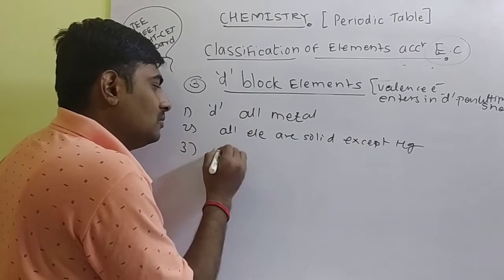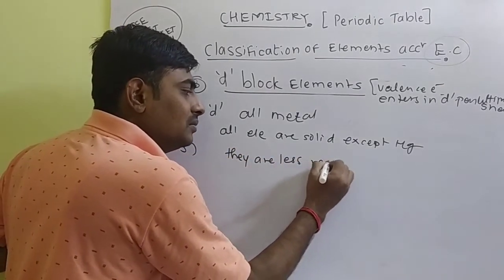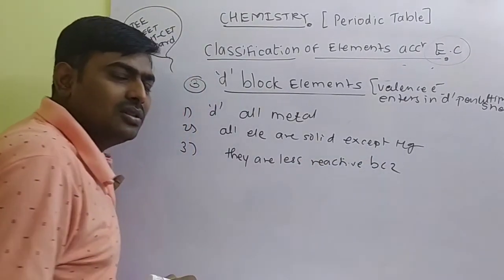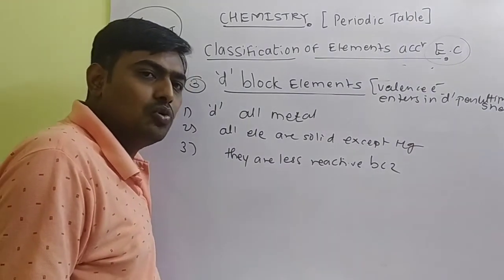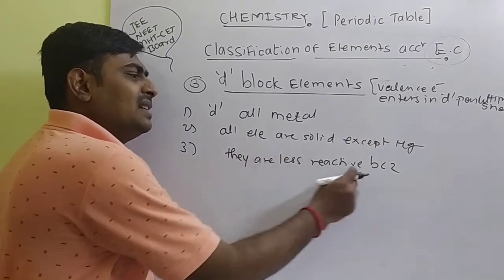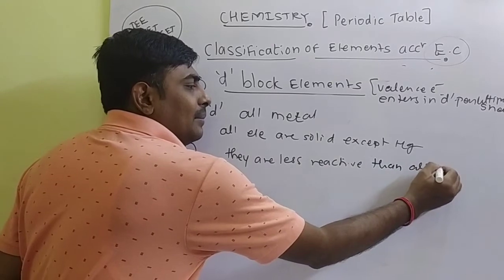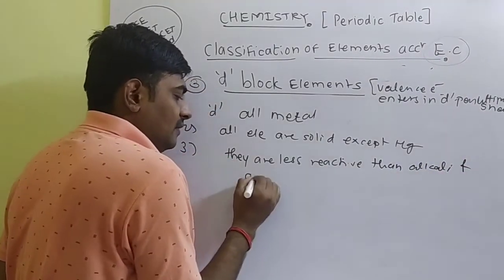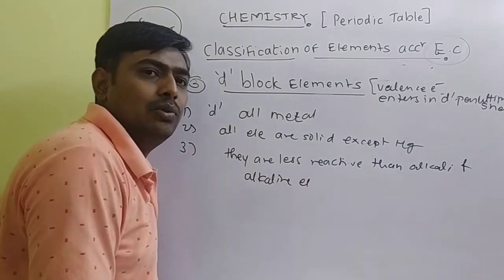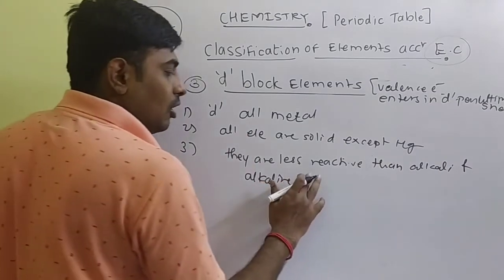They are less reactive. Generally they are less reactive because they contain more than 2 electrons in the valence shell. Generally they are less reactive than alkali and alkaline earth metals, or we can say they are less reactive than S block, and their reactivity is between S and P block.